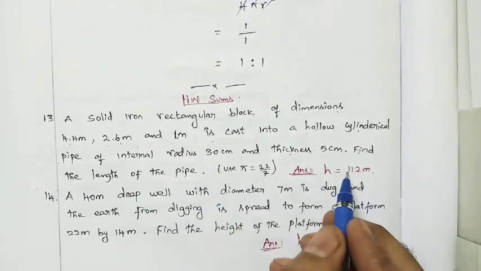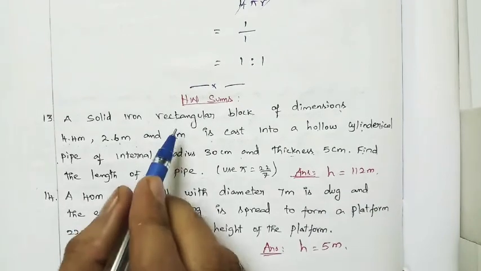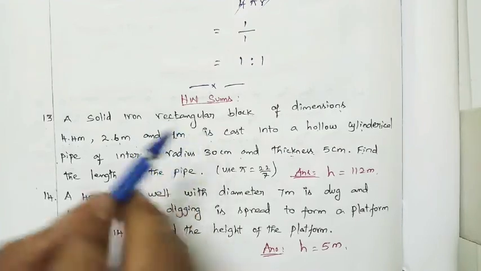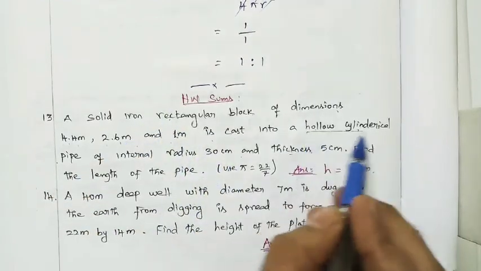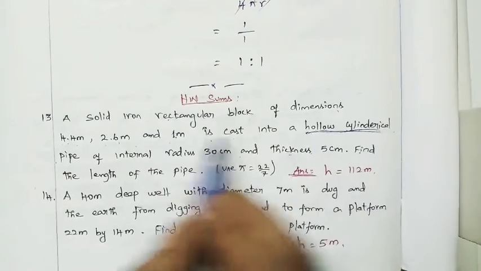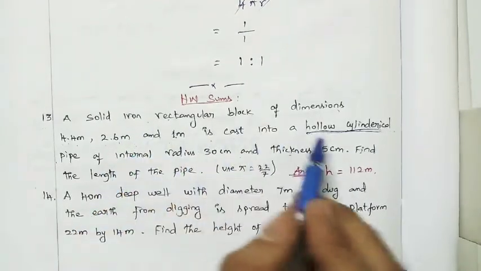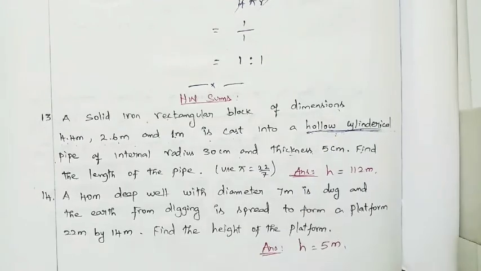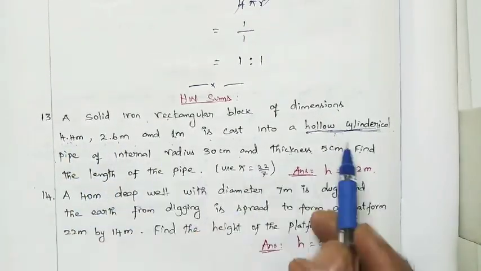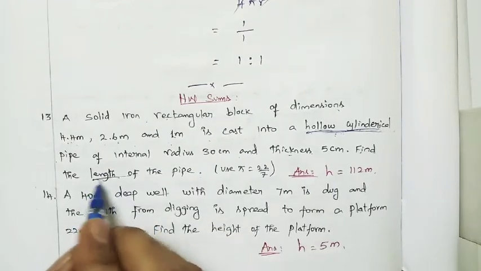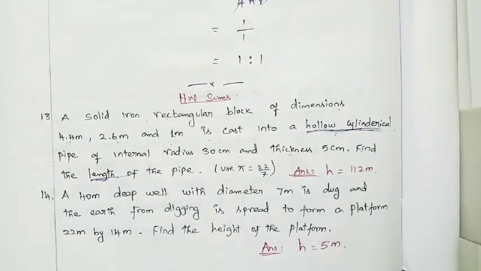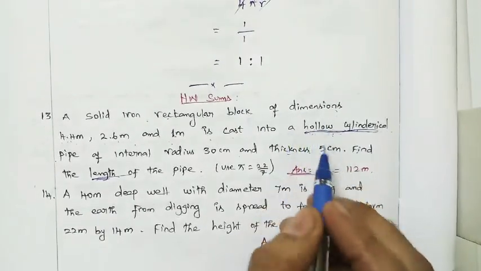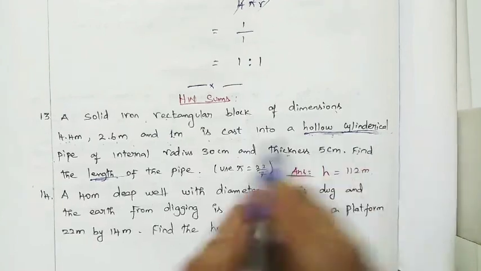H is equal to 112 meter. So see the same thing. Here, what is the shape they are recasting? From the cuboid they are converting into the hollow cylinder, right? So volume of cuboid is equal to volume of hollow cylinder. For finding the volume of cuboid, we have length, breadth, height. What we are going to find, length of the pipe, is nothing but height of the pipe. We know the formula: volume of hollow cylinder is pi (capital R square minus small r square) into h. What is the capital R?